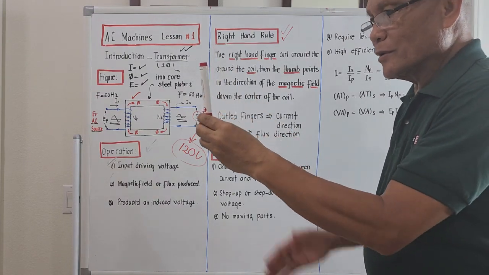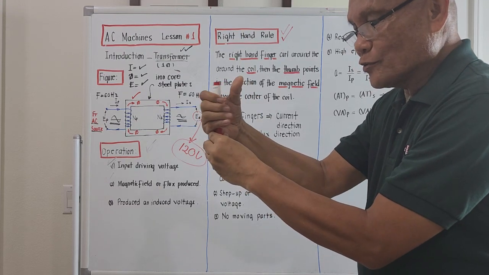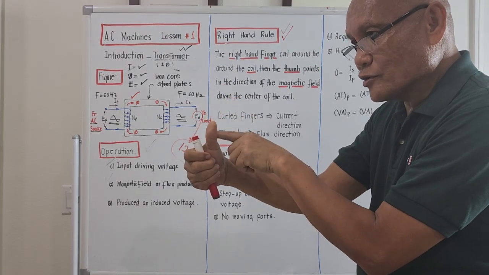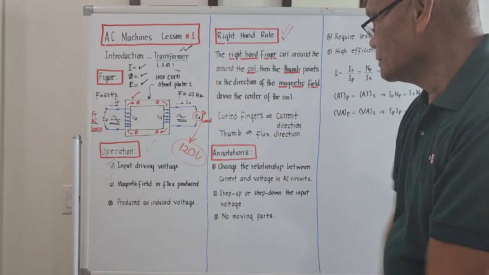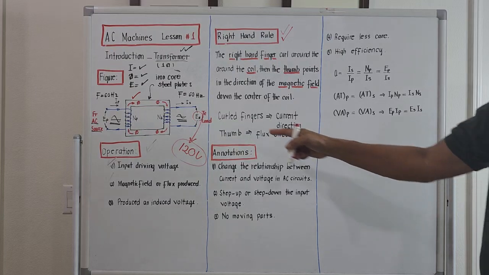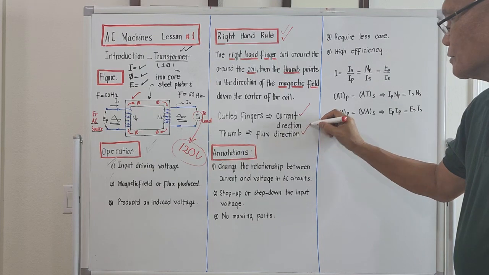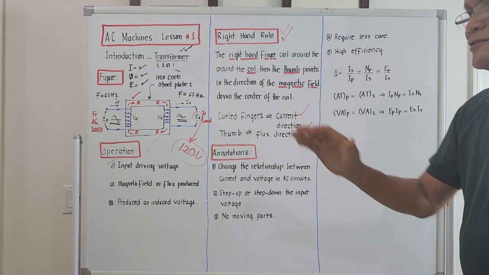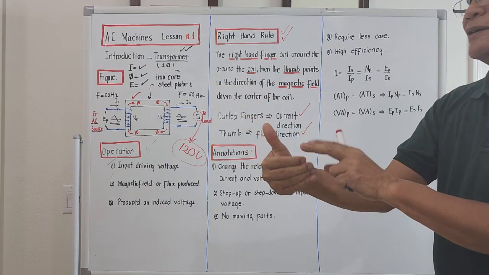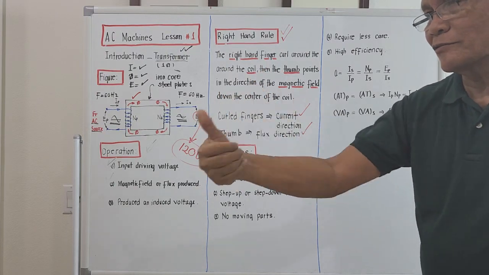You've got an iron core, you curl with your hands. The direction of the curling of the hands points to the direction of the current passing through the coil, and the thumb points to the direction of the flux or magnetic field produced. This is a summary. Curled fingers, current direction. Thumb, flux direction or magnetic field direction. Right-hand rule.